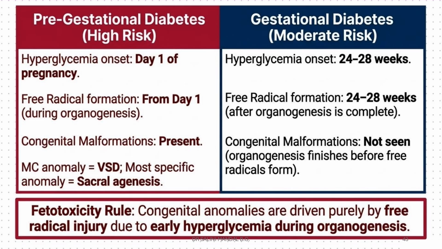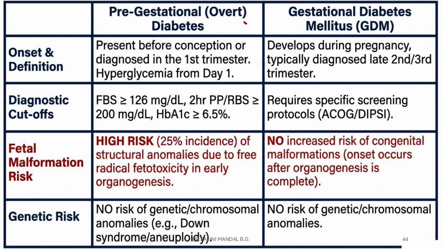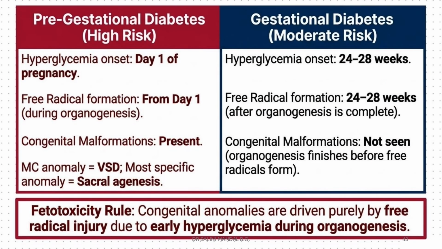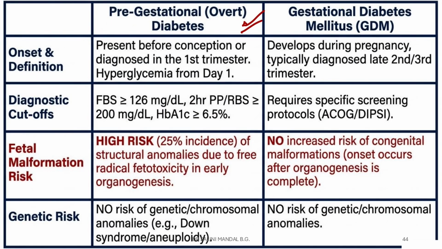So we have something called pre-gestational diabetes and gestational diabetes. Pre-gestational diabetes can also be known as overt diabetes. Pre-gestational diabetes means it has been present before conception, in the first trimester. So the lady who is pregnant is hyperglycemic from day one. That is what we call pre-gestational or overt diabetes. But gestational diabetes mellitus develops during pregnancy, typically diagnosed in the late second and third trimester.